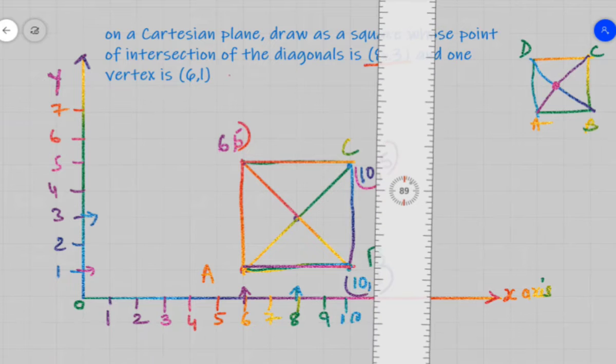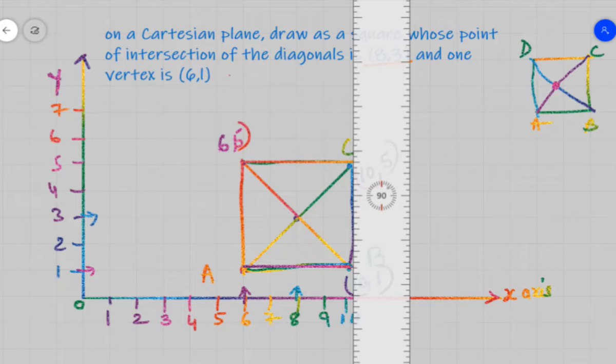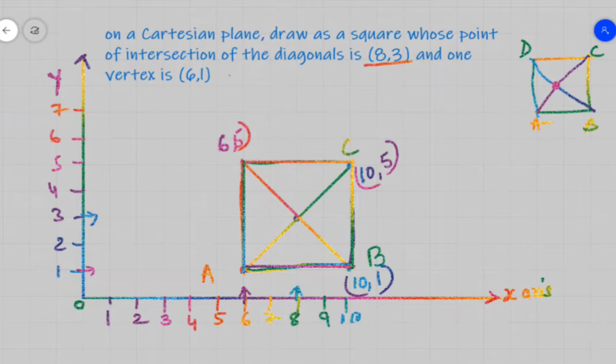Now at 90 degrees it will come, because you know this is a square. So see. Okay. Now again this point. Keep the scale properly and draw. Okay. This way you can draw and get the points. This point was 6, 1. Okay. And this point was 8, 3.